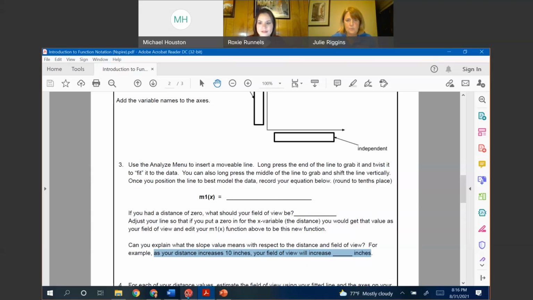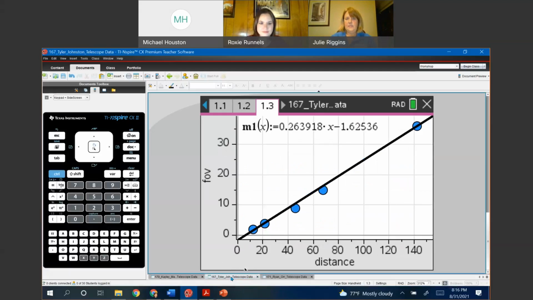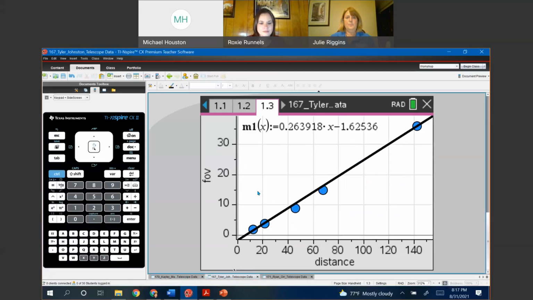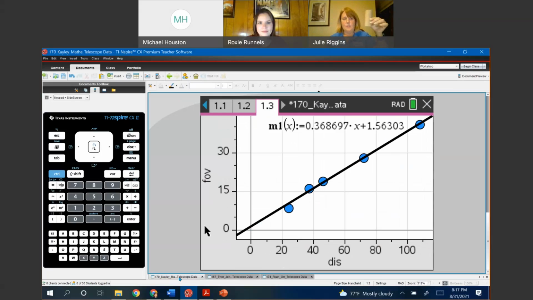I'll show you quickly. So I have 2 more graphs from different groups open up. And so like Tyler's group here, notice his slope is 0.3. So Kaylee's, the one we were doing, was 0.4. Tyler's group was 0.3, and Ryan's group was 0.2. And that happened every time I did this experiment. So I know that Kaylee, with the largest slope, actually had the smallest telescope or the shortest telescope.